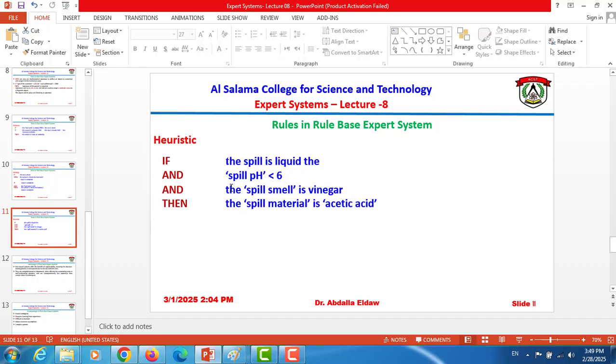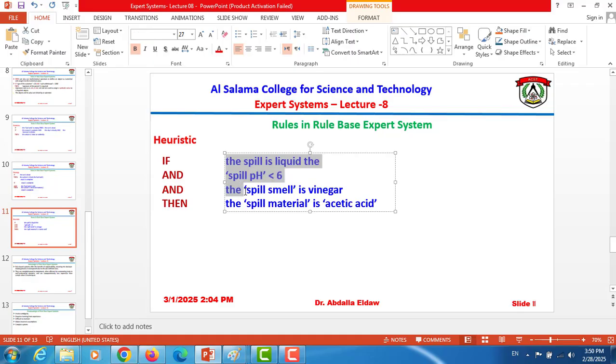Also, this is a similar example. The spill is liquid, the pH of the spill is less than 6, and the spill smells like vinegar. Then the spill material is acetic acid. This is the result of the then, and this is the condition.